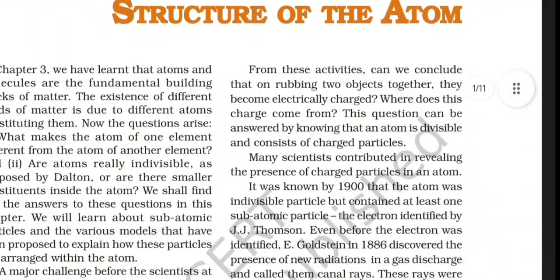From this activity, can we conclude that on rubbing two objects together they become electrically charged? Yes, they are electrically charged. Where does this charge come from? After rubbing, that charge is created. This question can be answered by knowing that an atom is divisible and consists of charged particles. When we rub these two objects on each other, they carry both charges, positive and negative.